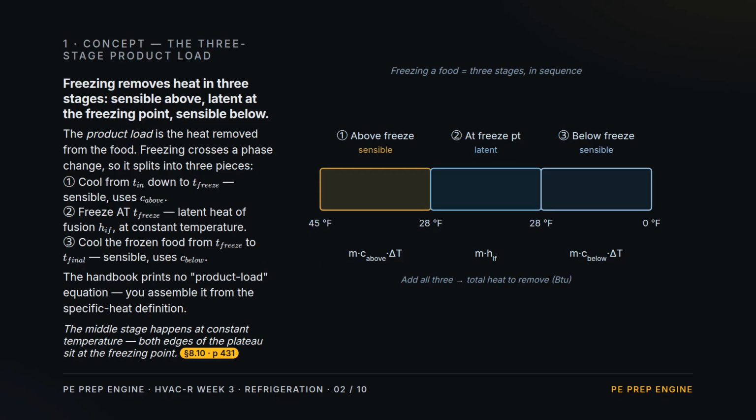Concept 1. The 3-stage product load. Freezing crosses a phase change, so the heat splits 3 ways. Stage 1. Cool the fresh food down to its freezing point, using the specific heat above freezing. Stage 2. Freeze it at that temperature, the latent heat of fusion, removed at constant temperature. Stage 3. Cool the now frozen food down to its final storage temperature, using the specific heat below freezing. The handbook prints no product load formula. You build it from Q equals MC delta T.